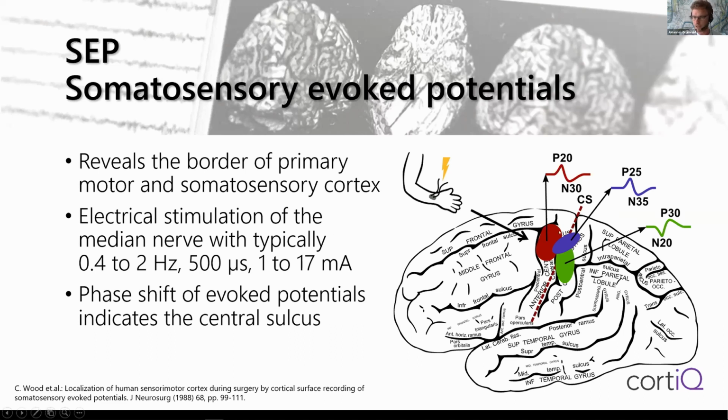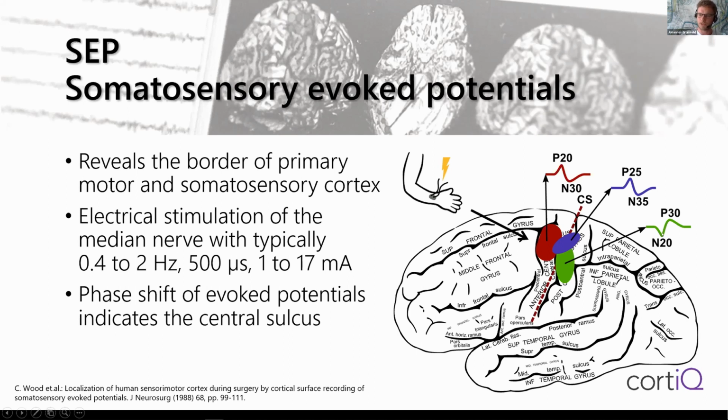And what you can see here, and for me it's always very impressive to see that, is that the evoked potential has a phase shift across the central sulcus. Here you can see that the positive peak comes first, and also here, but when we're crossing the central sulcus, the negative peak comes first.